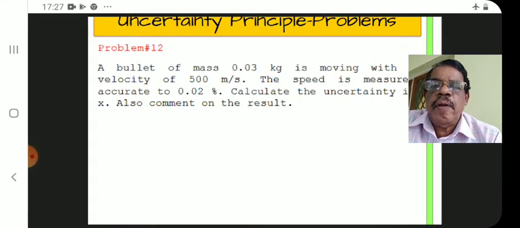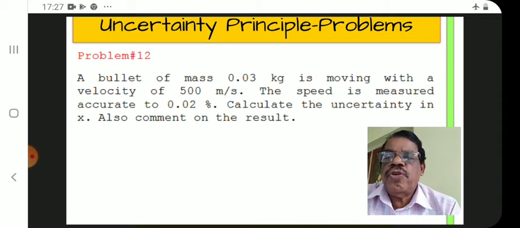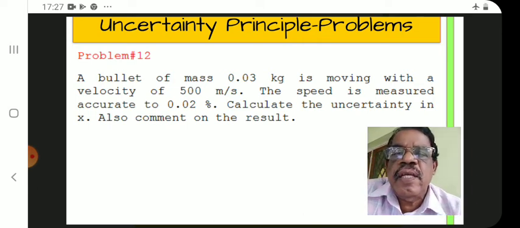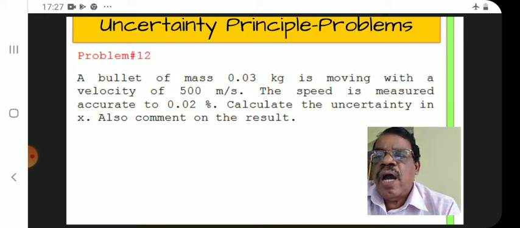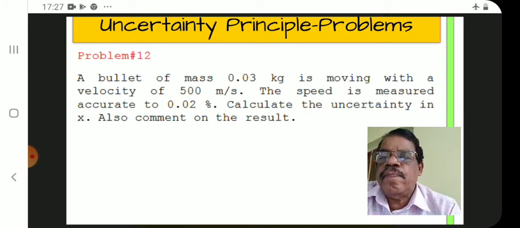Next problem. A bullet of mass 0.03 kilogram is moving with a velocity of 500 meters per second. The speed is measured accurate to 0.02%. Calculate the uncertainty in x. Also comment on the result.